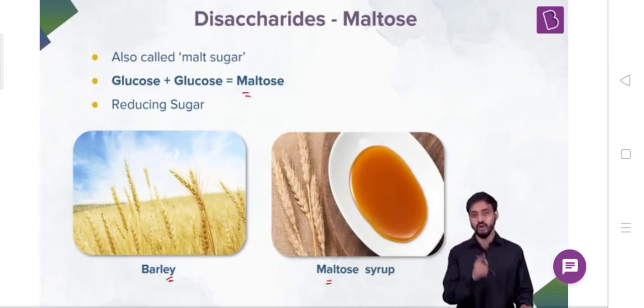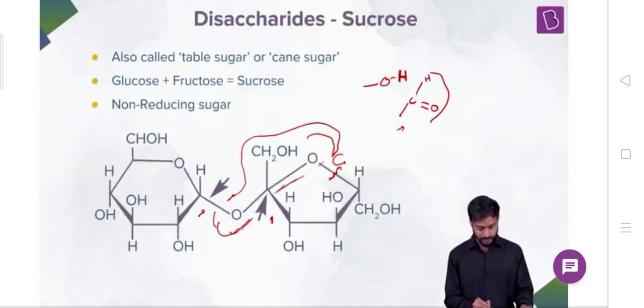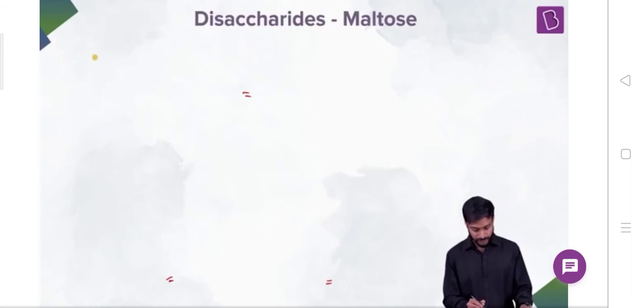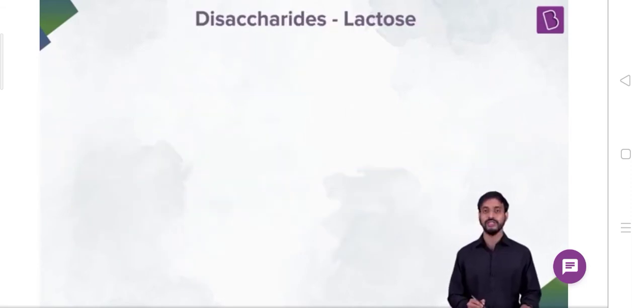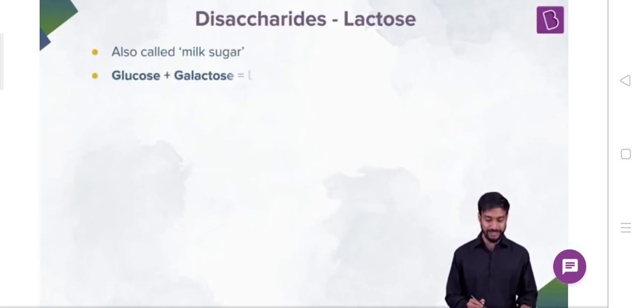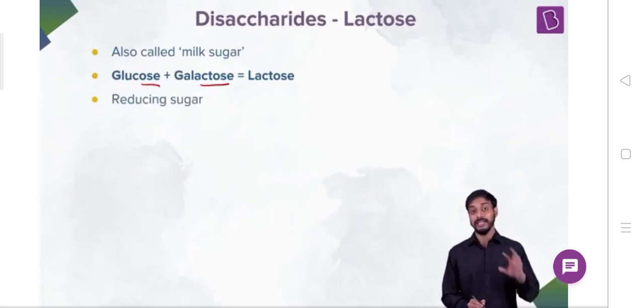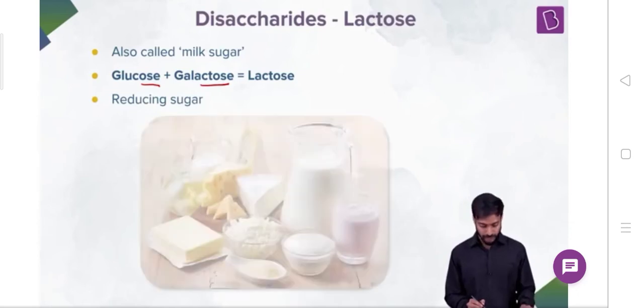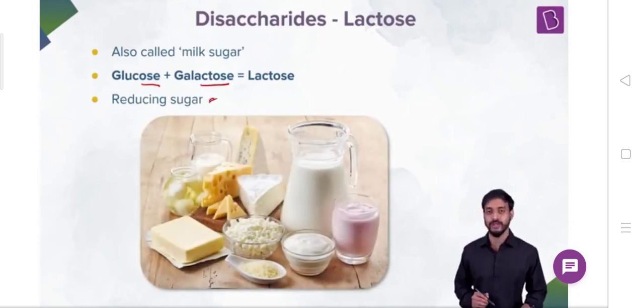Maltose. Remember, glucose plus glucose. Sucrose is, try to recall. Sucrose was glucose plus fructose. Fine. So this is maltose. Now lactose, you'll find it in milk sugar. Yes, milk. So glucose plus galactose gives lactose. Remember the structure of the galactose? How is it different from the glucose? Just one portion, right? So it's also a reducing sugar.